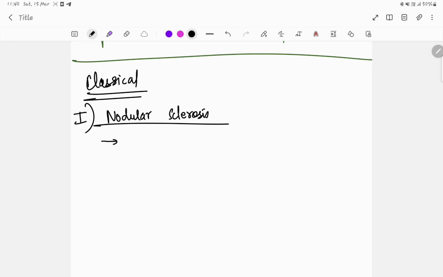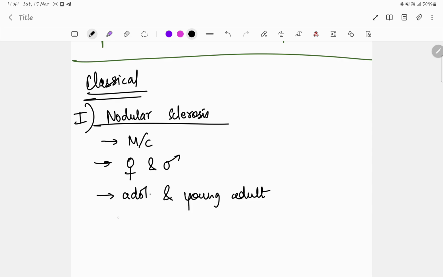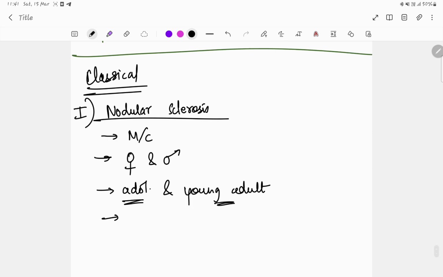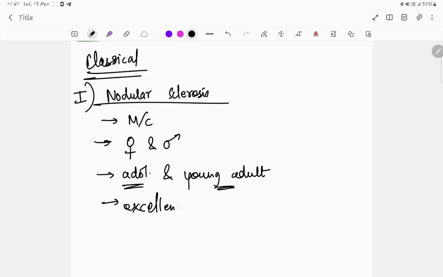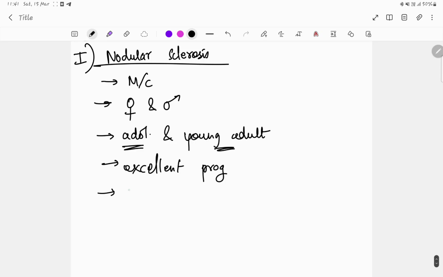It is the most common variant of Hodgkin's disease. It is equally found in female and male, and it occurs mostly in adolescents and young adults. So it is not found in old people. It is mostly found in adolescents and young people, the nodular sclerosis. And it has an excellent prognosis. Since it is happening in young people, the prognosis is good. And the RS cells are positive for, as I've said, CD15 and CD30. Epstein-Barr virus is negative.